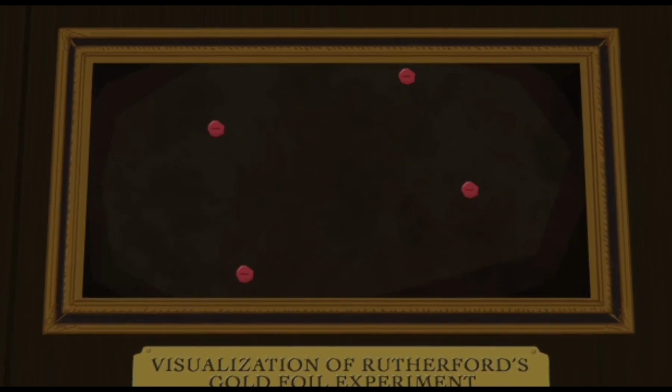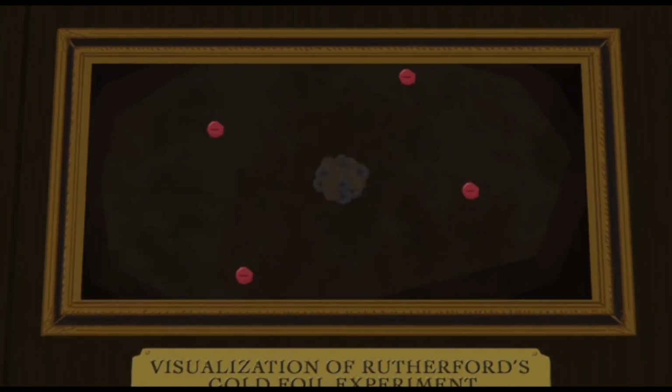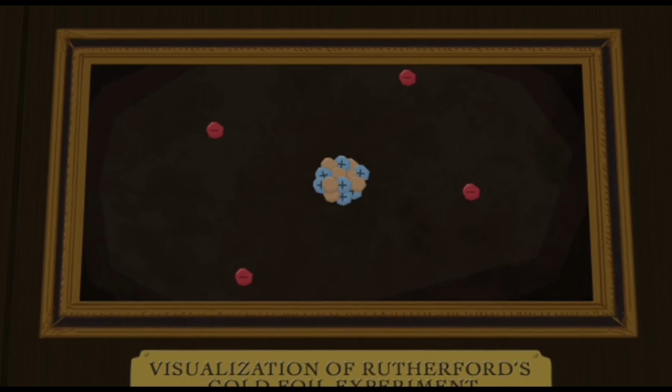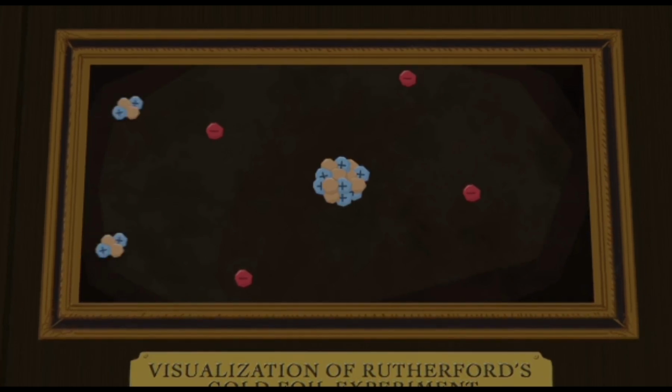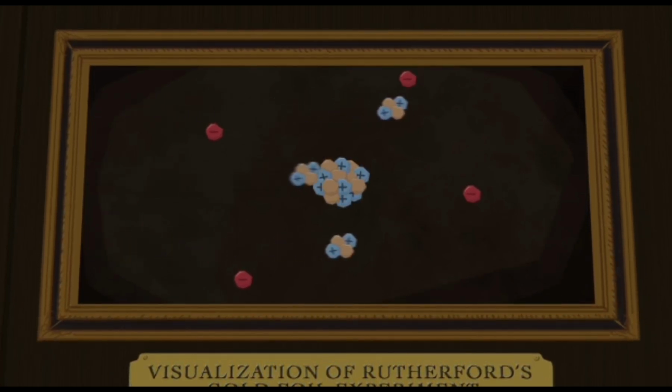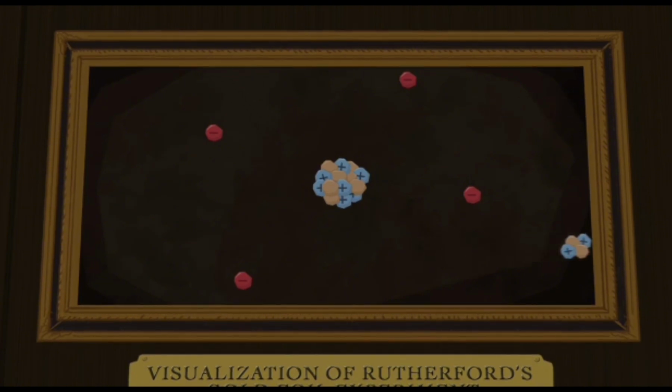Ernest Rutherford in 1911 conducted the gold foil experiment, which later led to the discovery of the nucleus of an atom. He showed that the atom consists of a tiny, dense, positively charged nucleus surrounded by electrons. This then overturned Thomson's model.